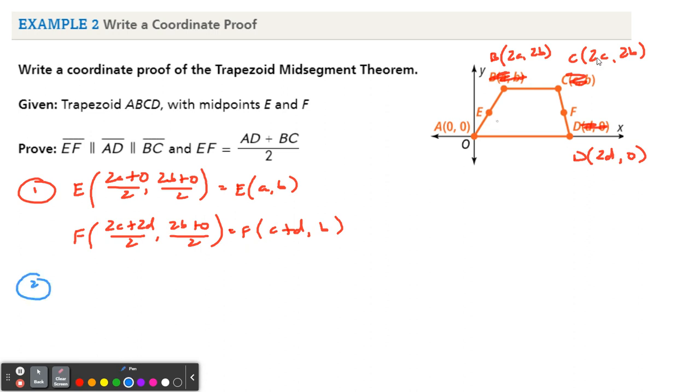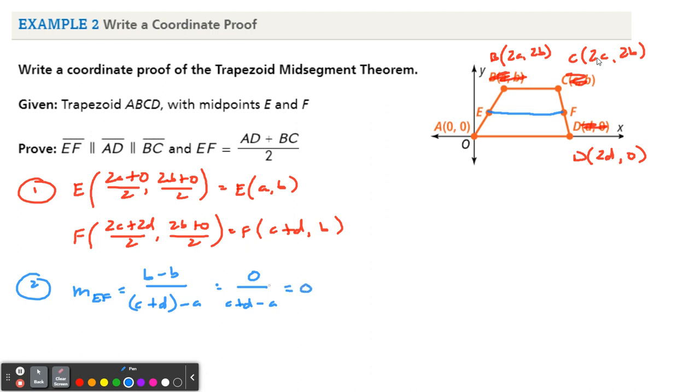Okay, so now, for step 2, we're going to use the slope formula to find the slopes of EF, AD, and BC. Now, I'm going to show you one, but then we're going to talk about how they're horizontal. So let's find the slope of EF. I'm going to take the coordinates of F and subtract the coordinates of E. So y2 minus y1, so b minus b, over x2, I'll put in parentheses, minus x1. B minus b is 0. The bottom doesn't simplify. It's just c plus d minus a, but who cares?